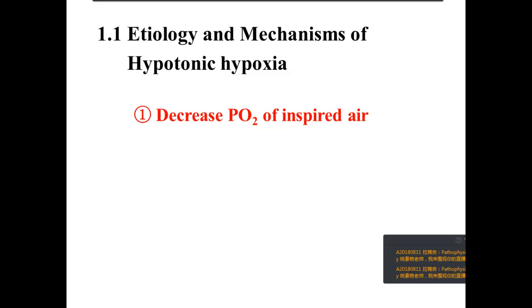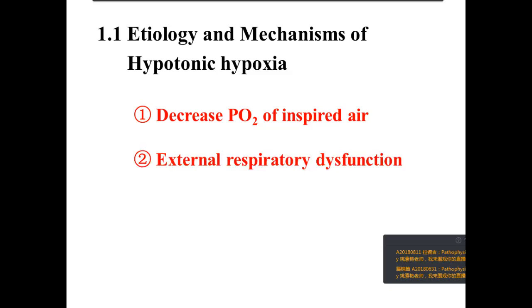Dissolved oxygen produces pressure, or tension. In hypotonic hypoxia, the partial pressure is less than 100 millimeters of mercury and decreases. What can lead to hypotonic hypoxia? The etiology includes three: decreased inspired oxygen pressure, external respiration dysfunction, and venous-to-arterial shunt.